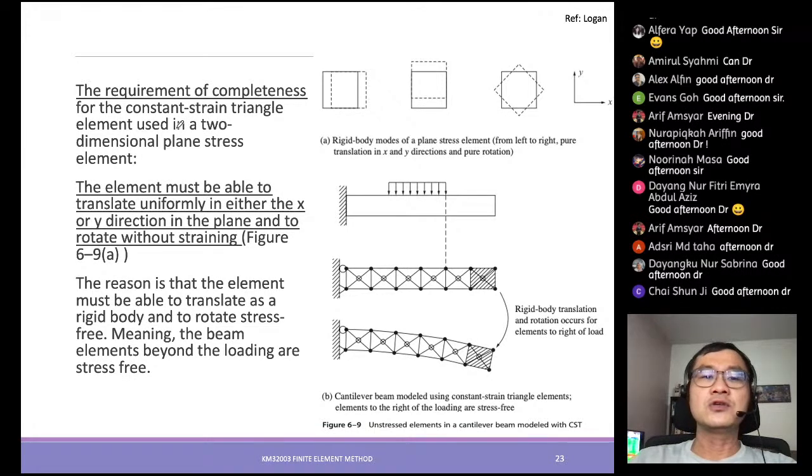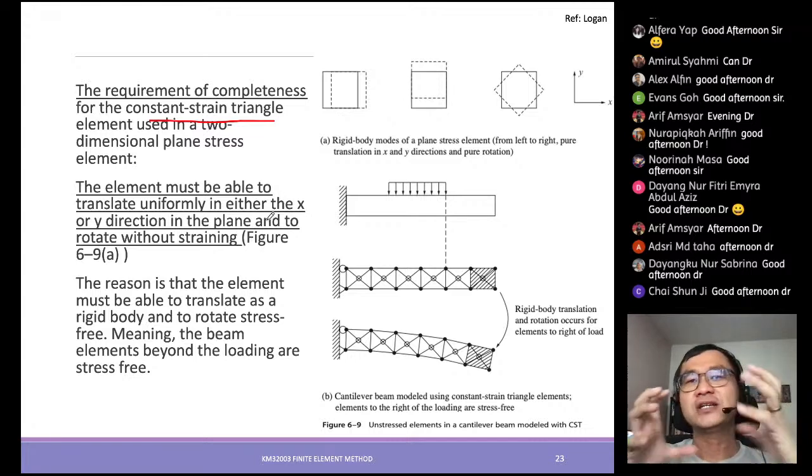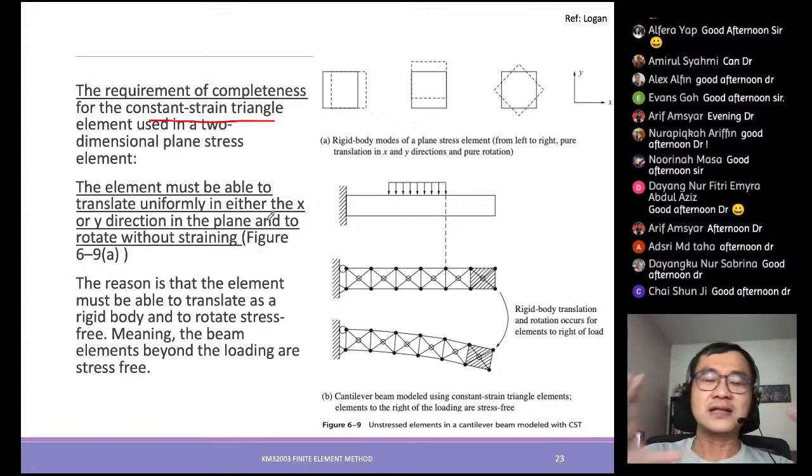Further onwards, we should also consider ensuring the completeness of the shell element or the CST element that is being used. The first thing that we have to ensure is that the element must be able to translate uniformly in either x or y directions, or to rotate, without straining. Straining means a change in shape, to deform. They just translate without deforming.